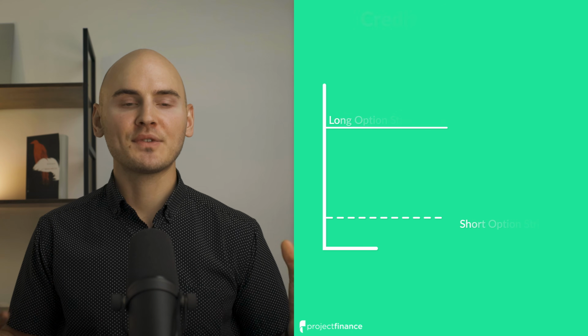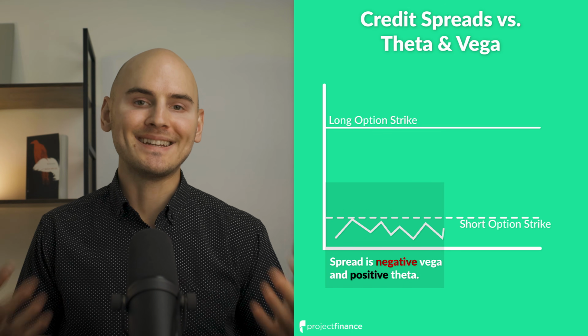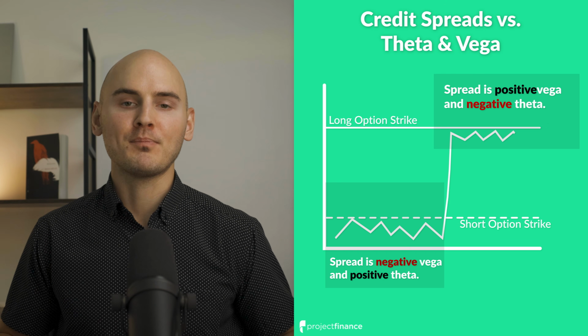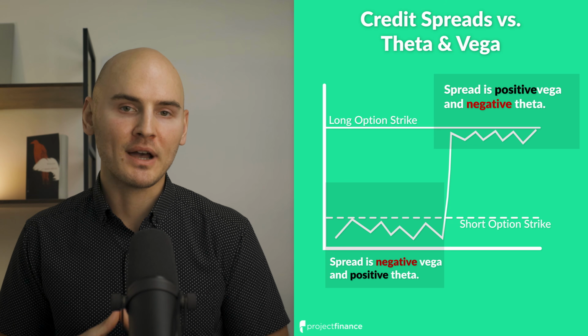If you're trading credit spreads, meaning you're shorting call spreads or shorting put spreads, then if the stock price is at or near the short option strike price, you will have negative Vega exposure and positive theta exposure, meaning you will profit from the passage of time and decreases in implied volatility.